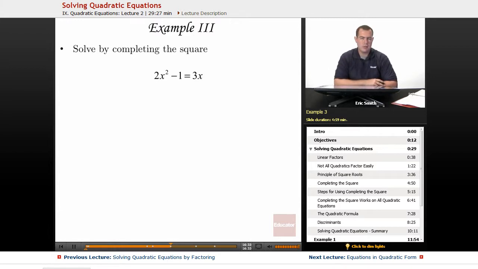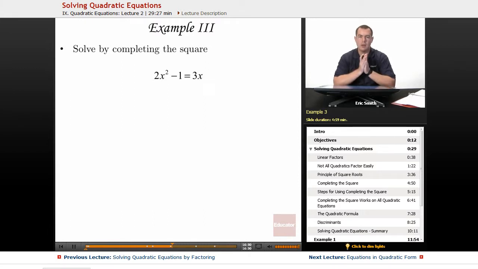Now, unfortunately, completing the square can be a clunky process, and that's really what I want to demonstrate with this next example. 2x squared minus 3x minus 1 is equal to 0. Watch how, even though the numbers are a little bit more difficult to work with, I still go through all of the same steps in order to get my solution.